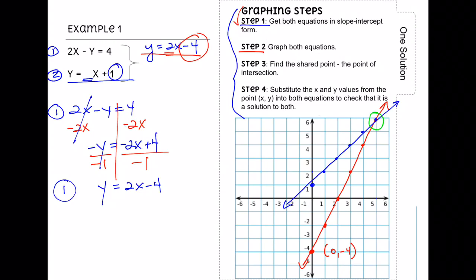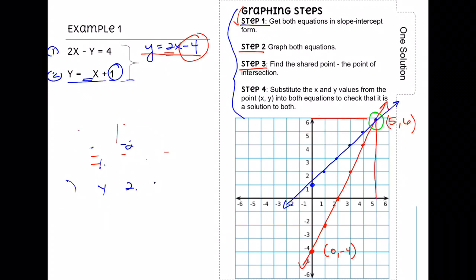Remember, step 3 tells us to find the shared point, the point of intersection. So what is that? It looks like it is 5, 6, the point 5, 6. But we're going to have to double check that algebraically. So let's make some space here. And let's substitute in 5 for x and 6 for y into both of our equations and make sure that it actually solves both. So let's start with equation number 1.